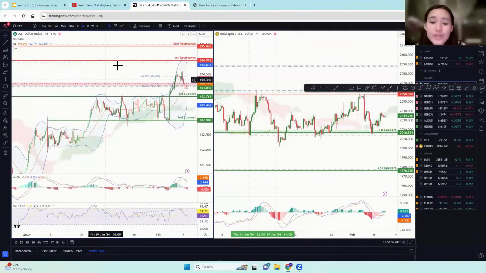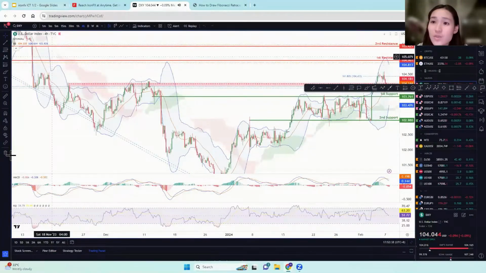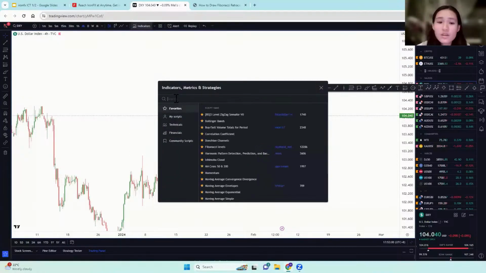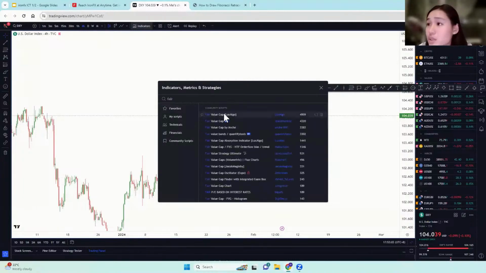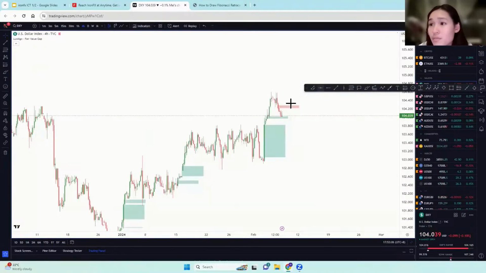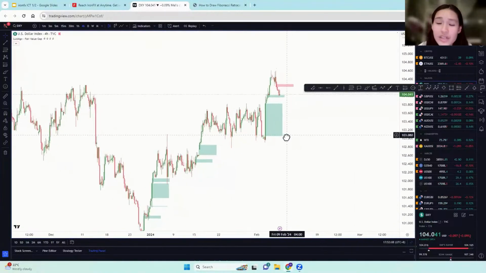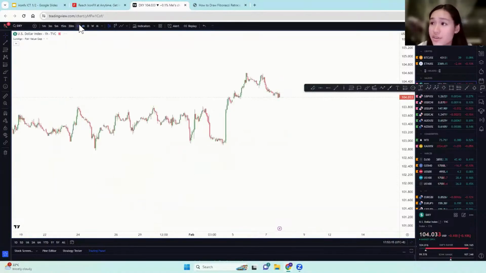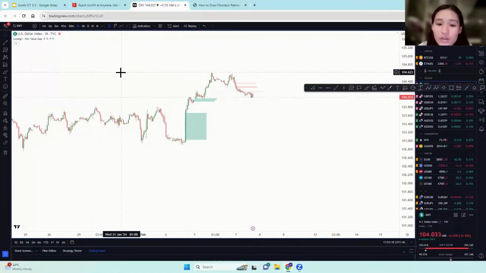Okay, so if we are looking at VXY, just a random chart, this is how you implement the FVG indicator. You go to the indicators, search for fair value gap, and this one. This helps you to identify any of the FVGs, and you can use this on any time frame as well. I'm on the 1 hour time frame now.